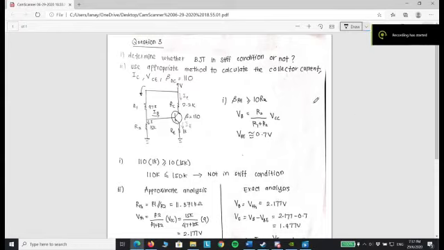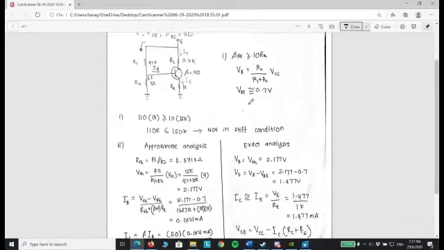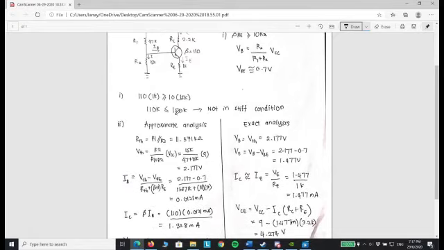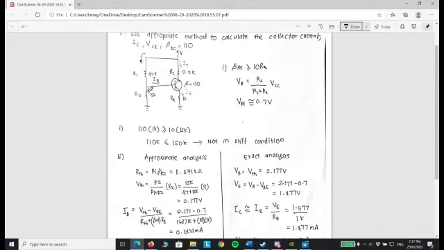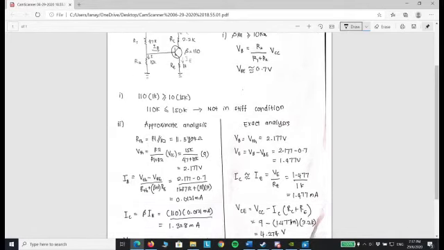Next, let's look at the second question. Use an appropriate method to calculate the collector current IC and VCE, and you know that beta DC equals 110. So we can use the approximate analysis first. You can find the RTH by using R1 and R2, and you will get 11.371k ohm. Next, we can find the VTH, which is the voltage here.